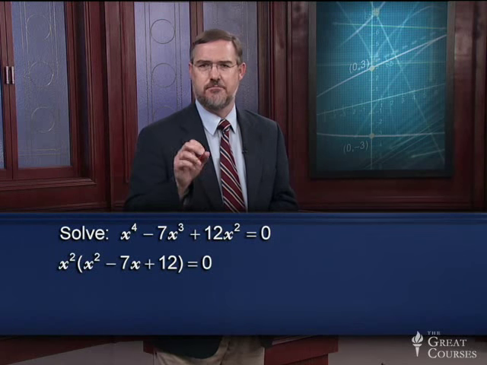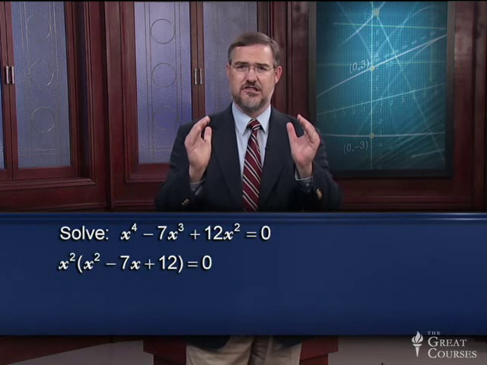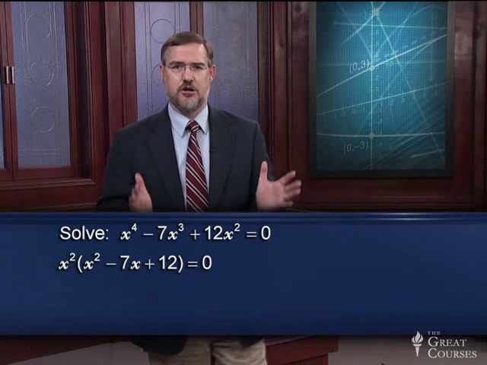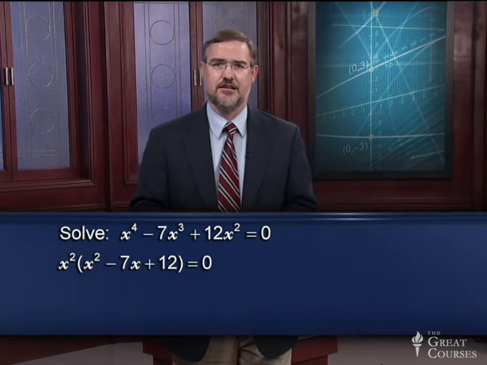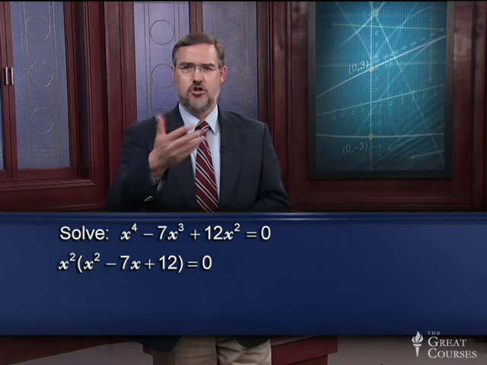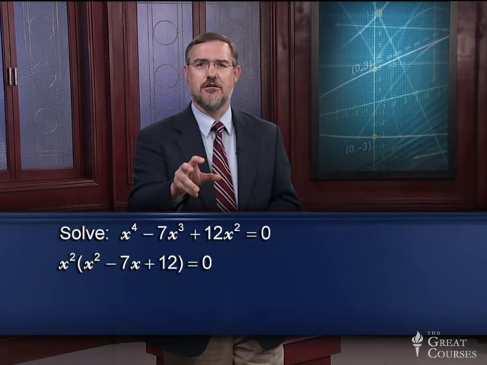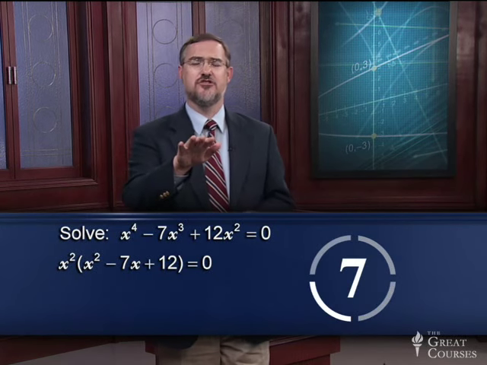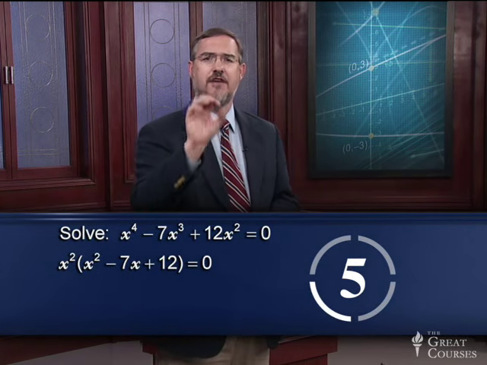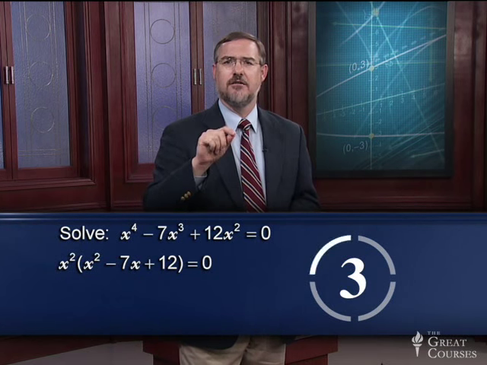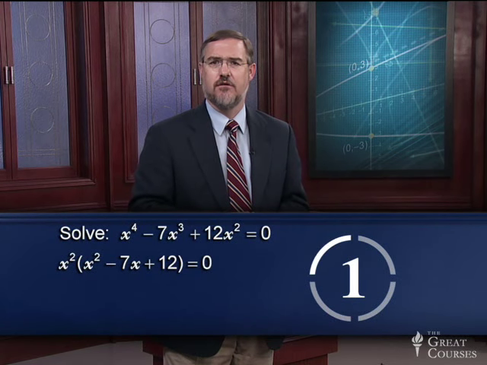Now I want you to notice that the polynomial inside the parentheses is now quadratic. It's a quadratic trinomial, to be exact. And since it's quadratic, you and I know many different ways to attack that part of the problem. So, let me suggest that you try this on your own. Factor x squared minus 7x plus 12.